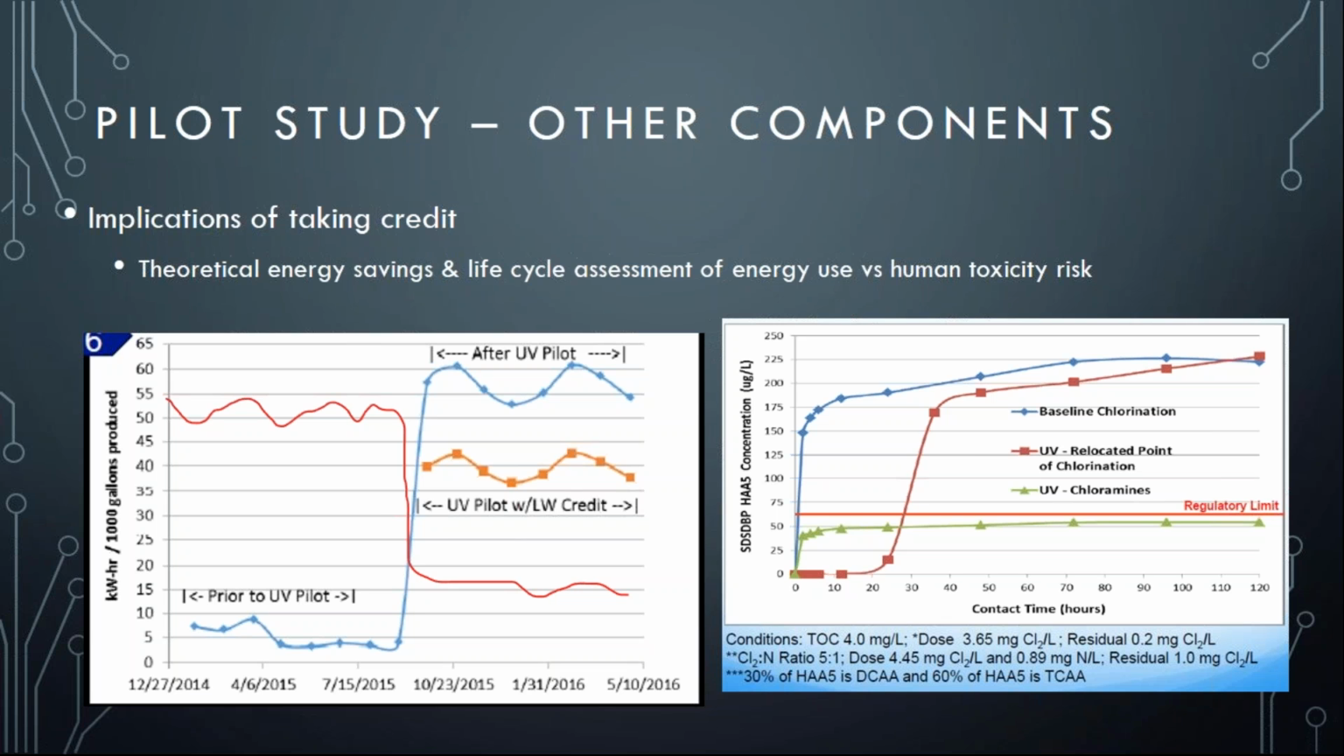So I also want to do a full life cycle assessment comparing the before and after. Your energy usage before may be low, but your DBP risk is high, and then you have the vice versa after the fact. So once you install UV, you have a slight increase in power, but hopefully a large reduction in disinfection byproduct formation potential. So there's a lot of big implications with taking credit for low wavelengths. It can really change the way that UV systems are validated, but obviously in order to do that, we need to make sure the sensors are working as they are supposed to.